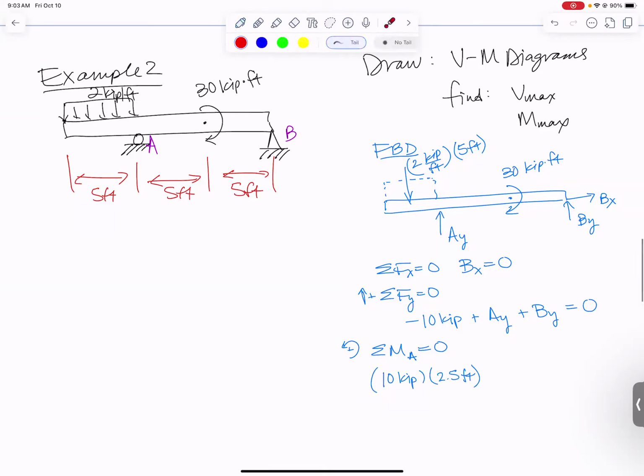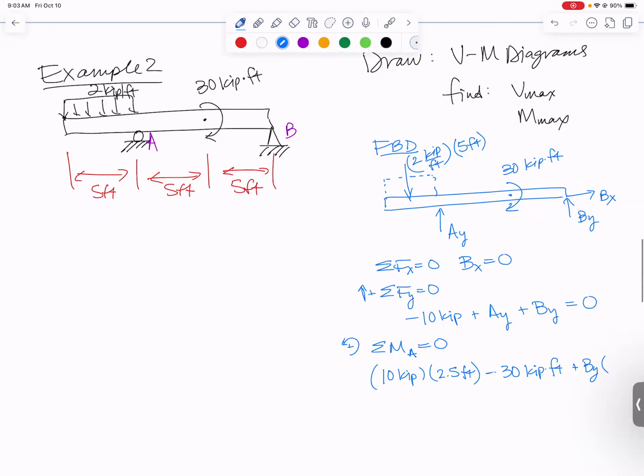The force at A causes no moment at A because it goes through point A. Now in a clockwise direction, we've got 30 kip-feet. So that'll have to be negative because it's clockwise. And then finally, BY over here is going to also cause a counterclockwise moment about point A. So that'll go in as a plus BY times, how far is B from A? It is 10 feet away. So times 10 feet, that all has to equal 0.